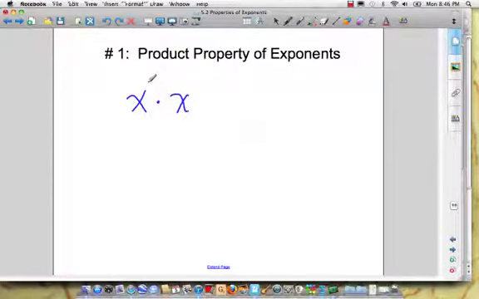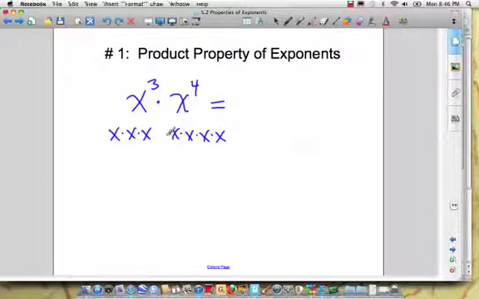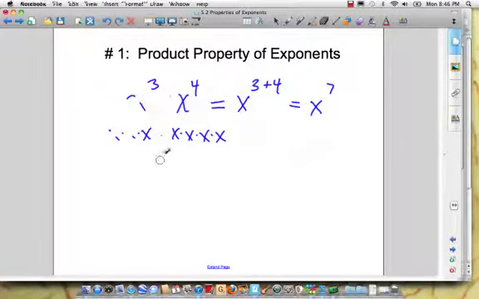the same base. For example, suppose you have x cubed times x to the 4th, and you want to know what that's equal to. Well, x cubed means multiply 3 x's, x to the 4th means multiply 4 x's, and if you multiply all of that together, you can count them up yourself, you have 3 plus 4, or 7 x's. So that's a property you're familiar with. You've seen that before. That's just a quick review.